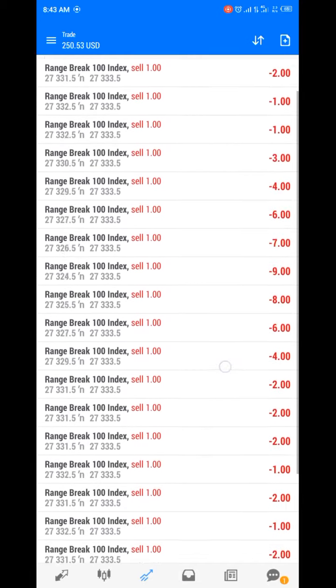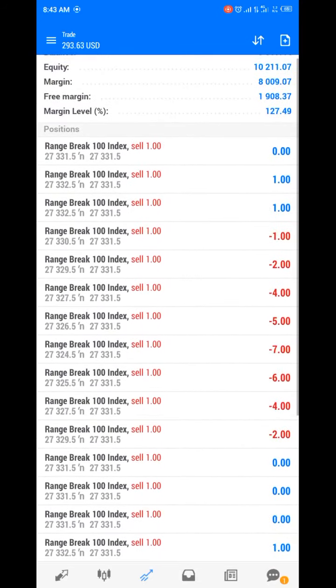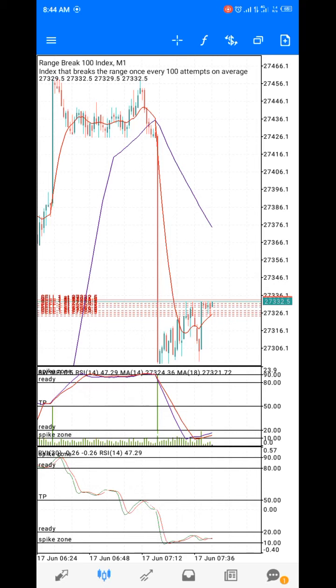All right, you see all these positions? We open 20 positions. Why do I take this trade? That's exactly what I want to walk you through. And this is range break 100. So now let's go to our chart.